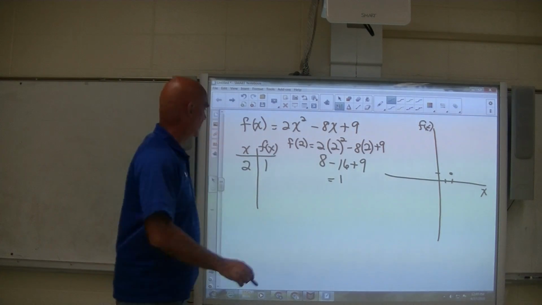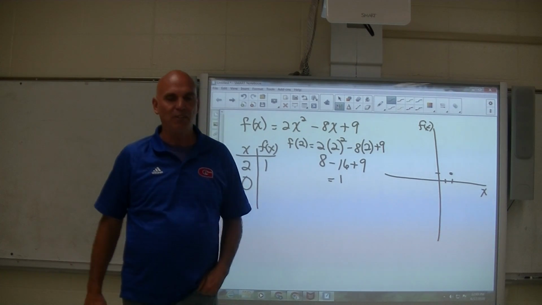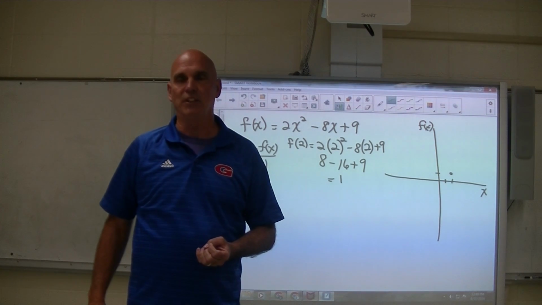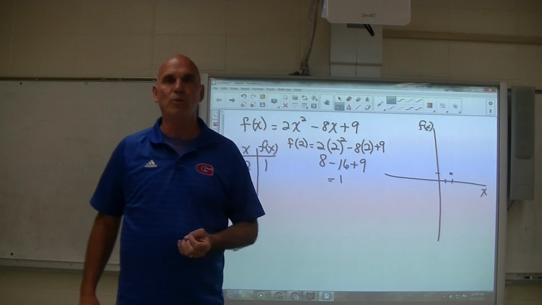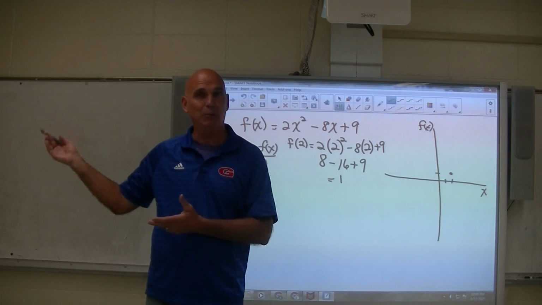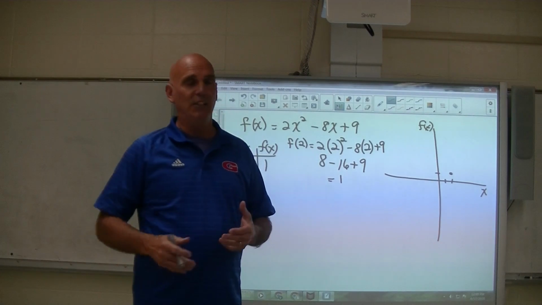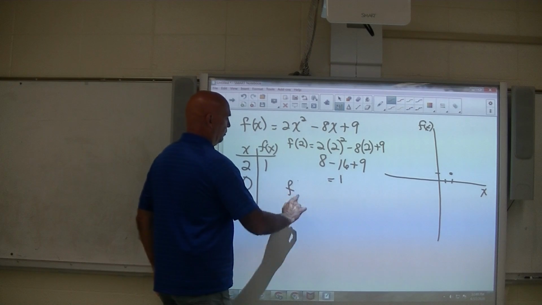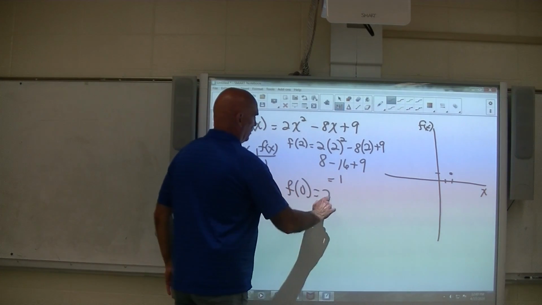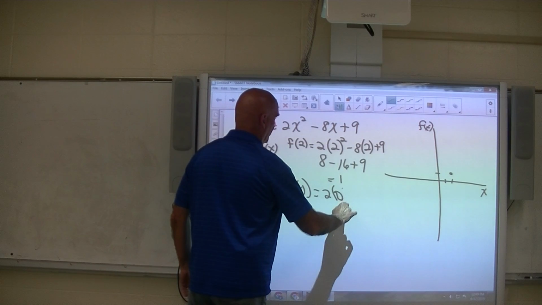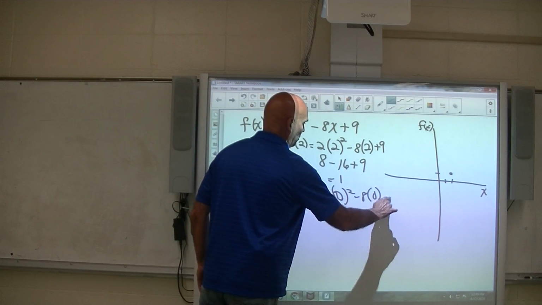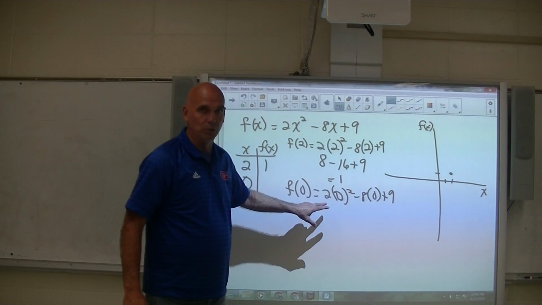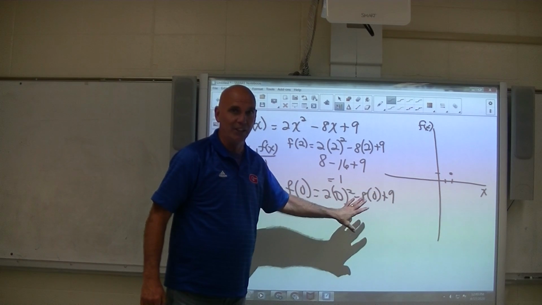One thing that I might ask you to find is the y-intercept. When we're looking for the y-intercept, as we've done before, you let x be 0. Remember I showed you that a long time ago? Anytime you want the y-intercept, let x be equal to 0. So f of 0 is equal to 2 times 0 squared minus 8 times 0 plus 9. And this will be your favorite one, because 0 squared is 0, times 2 is 0, 8 times 0 is 0, so 0 minus 0 is 0, plus 9.